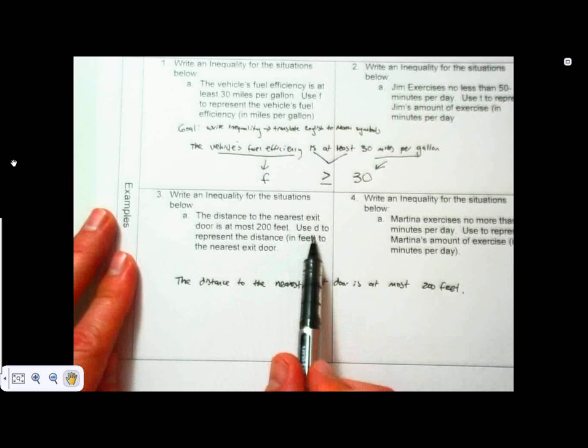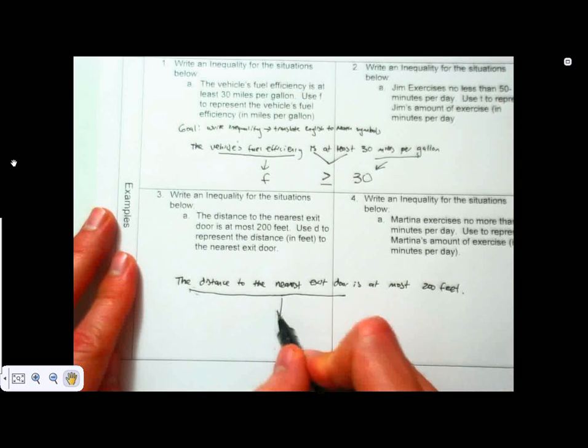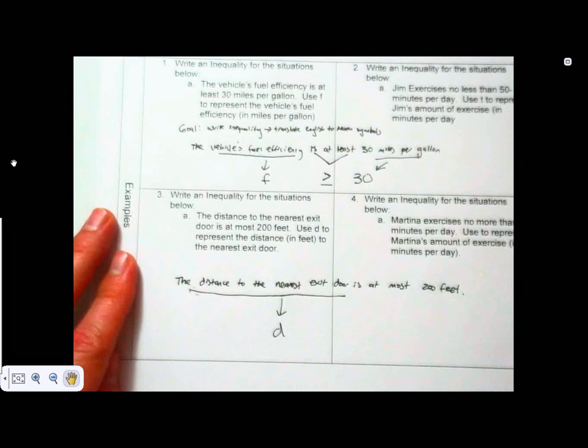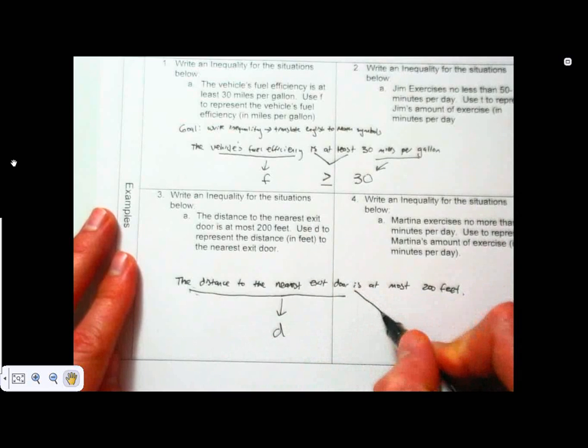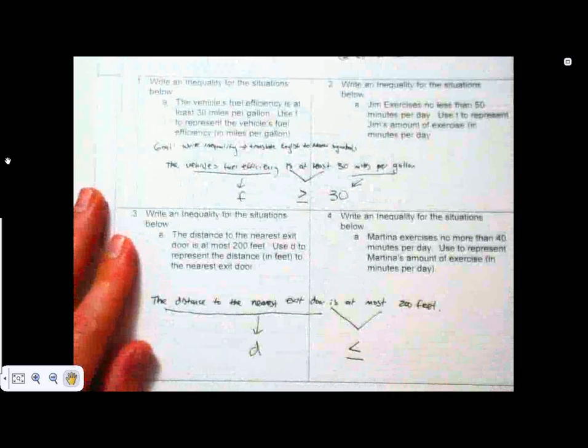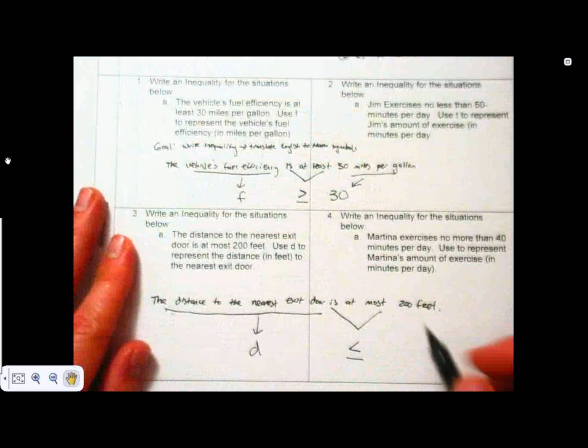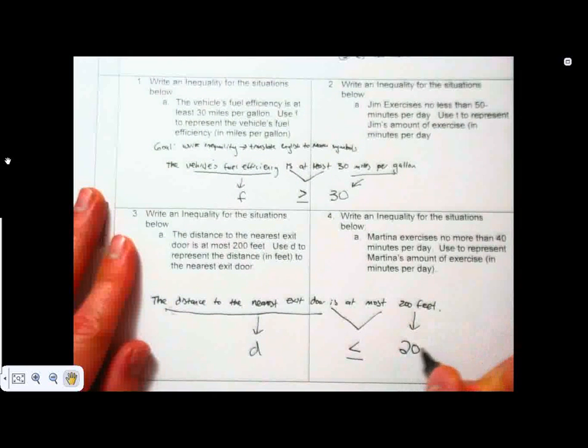So it says the distance to the nearest door is at most 200 feet. Use D to represent the distance to the nearest door. So the distance to the nearest exit door, what they're telling me is that that is supposed to be represented by D. And then I see the words is at most. And so if I go back to my keyword list, is at most falls under the less than or equal to category. So now I know I should be using this symbol for less than or equal to, and then 200 feet I can represent with just 200.